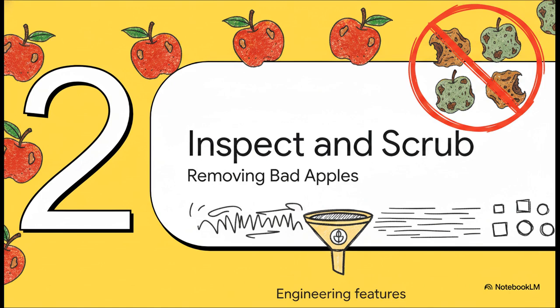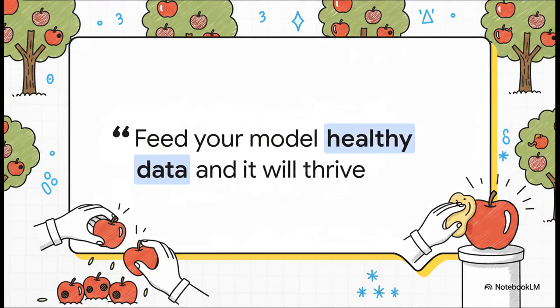Moving right along to Section 2, Inspect and Scrub, removing the bad apples. Before we can mathematically transform anything at all, we have to inspect our raw ingredients. Think of your dataset like a massive apple orchard. You really have to meticulously scrub your data because even a few wormy, bad apples can spoil an entire large dataset. Basically, feed your model healthy data and it thrives. Feed it junk and its predictions become totally worthless.